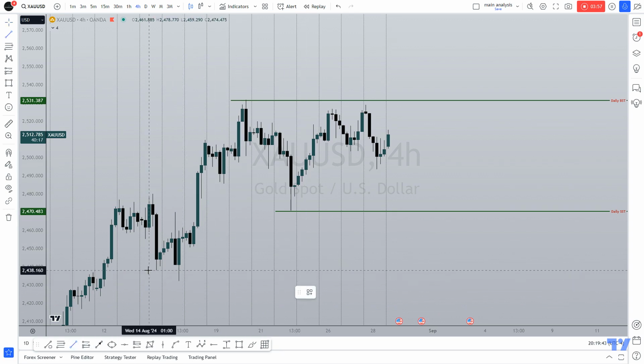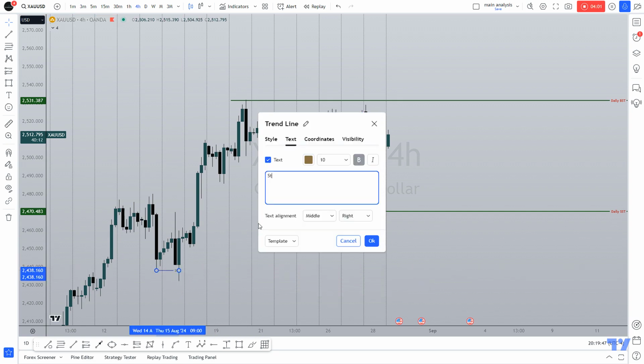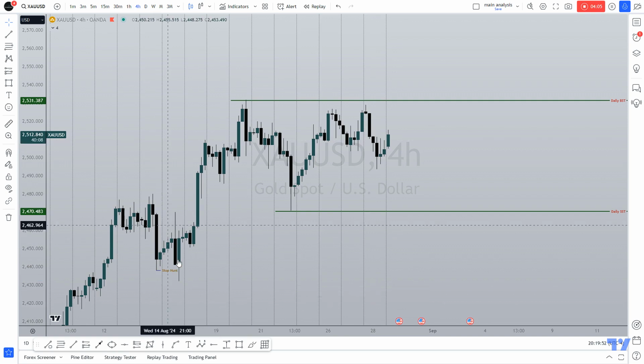So obviously from this initial low, where the market took out this prior low, this is the initial stop point that took place, right? And then thereafter, the market began to rally.